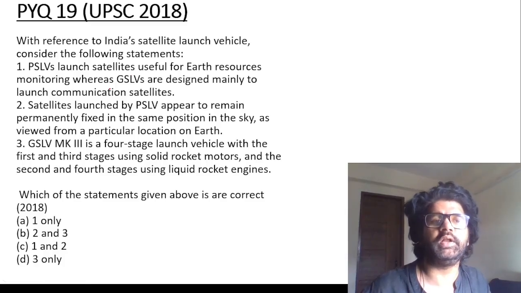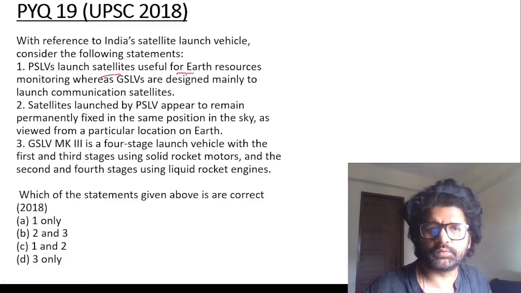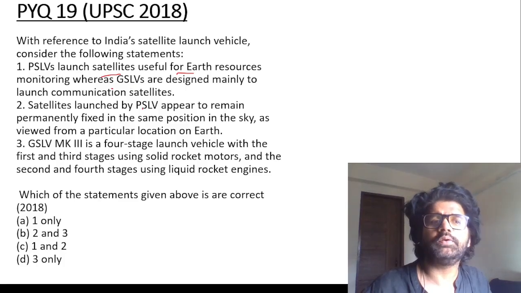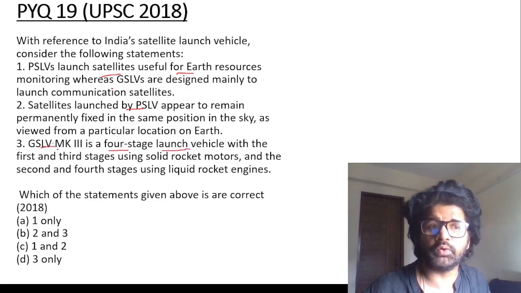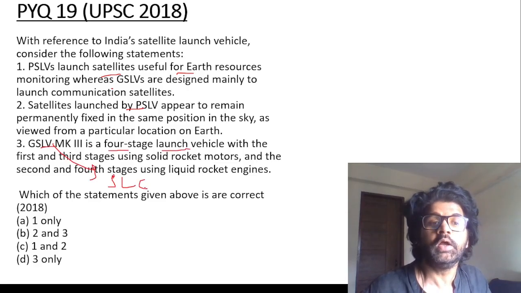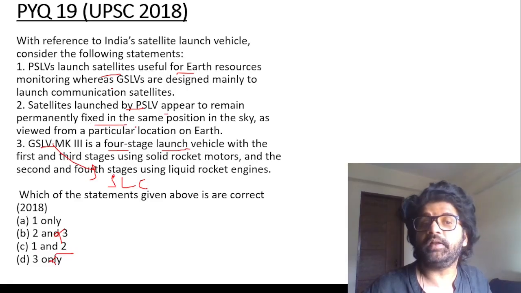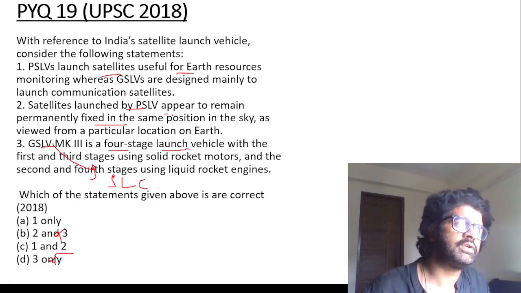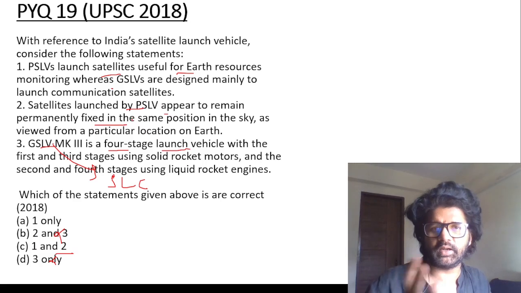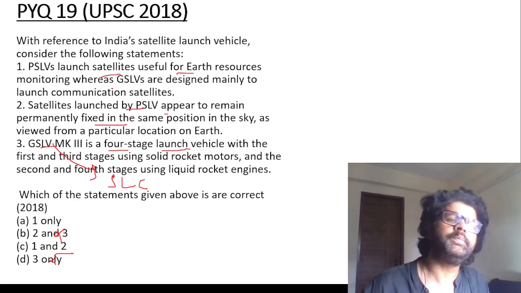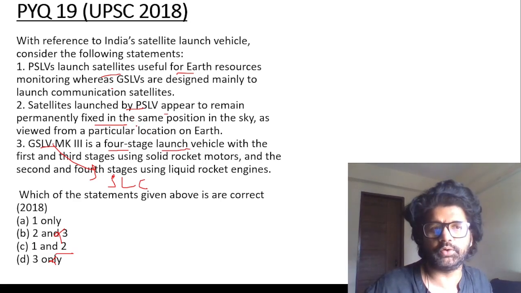PYQ 19, UPSC 2018. PSLV launches satellites useful for... Satellite launched by PSLV appears to remain... Now let's see the third one. It is a 4-stage launch vehicle. No, that's 3-stage: solid, liquid, cryogenic. PSLV has 4 stages: solid, liquid, solid, liquid. So the third is wrong. Now you're left with A and B. Check the second one. PSLV appears permanently fixed. No, that is a property of geostationary orbit, where GSLV puts satellites, not PSLV. PSLV puts satellites in sun synchronous orbit, so they don't appear permanently fixed. So the second is wrong, and the answer is A.